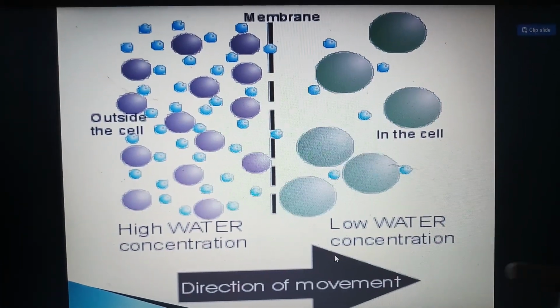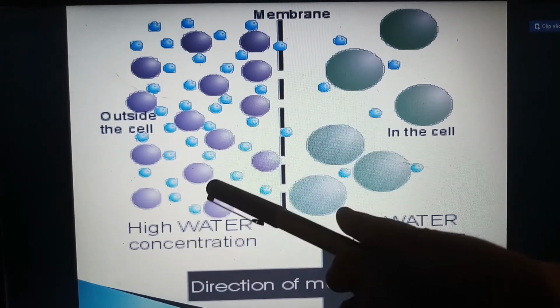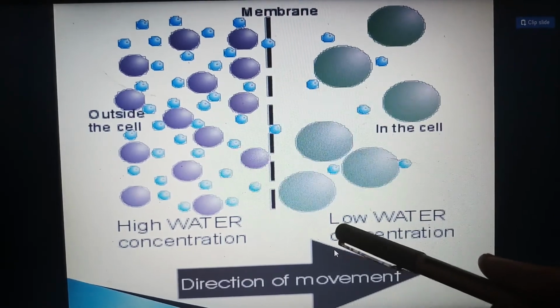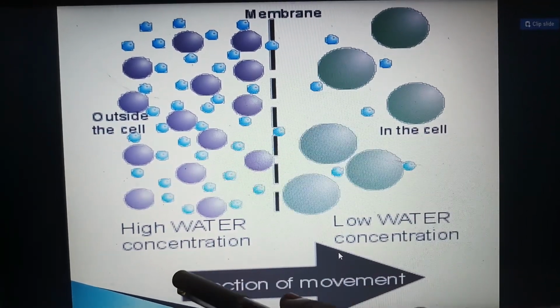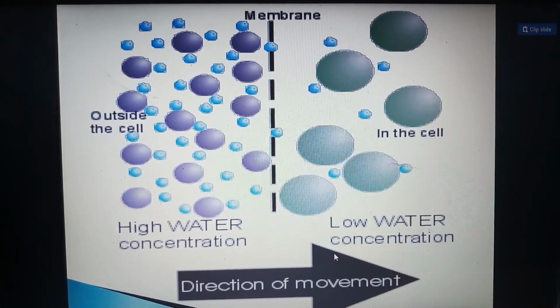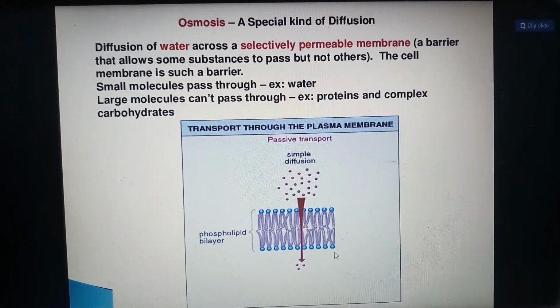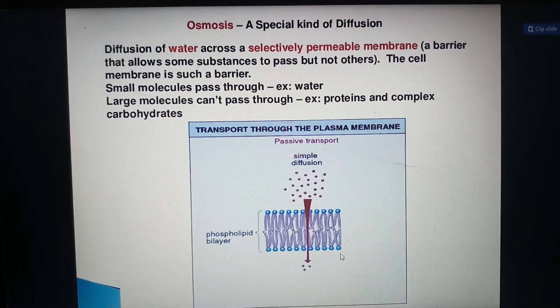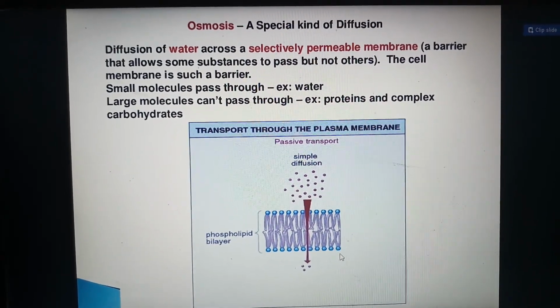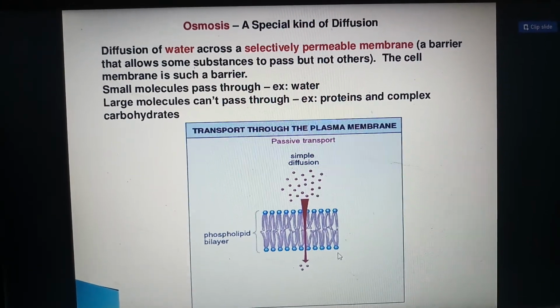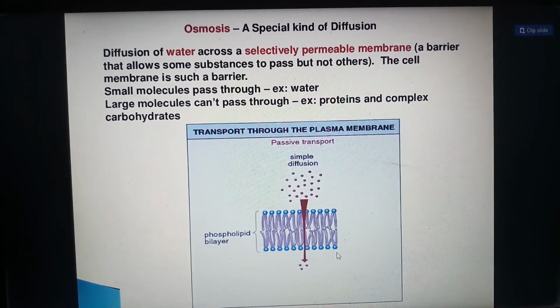Next, in this picture also we can see the higher water concentration. This is the hypotonic solution and this is the hypertonic solution, where the water concentration is lower. So the water is moving from the higher concentration to the lower concentration of water. Osmosis is a special kind of diffusion: the diffusion of water across the selectively permeable membrane, a barrier that allows some substances to pass through but not others. Because of that, we say selectively permeable.